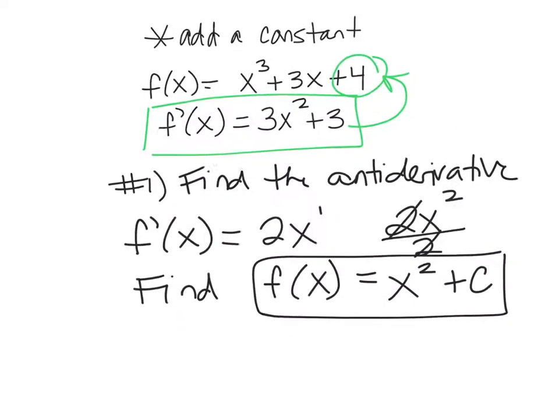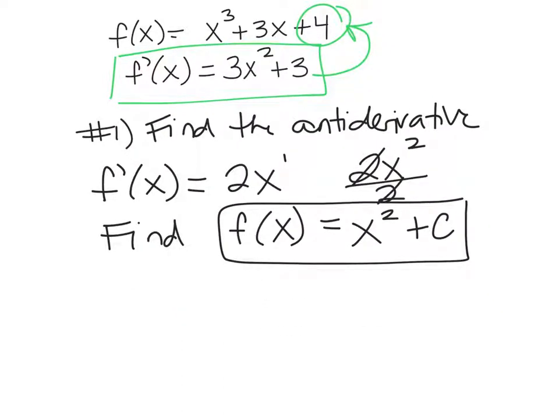Because f of x could have been x squared plus 3, and that would give me the derivative of 2x. F of x could have been x squared minus 10, and that would have given me the derivative of 2x also.